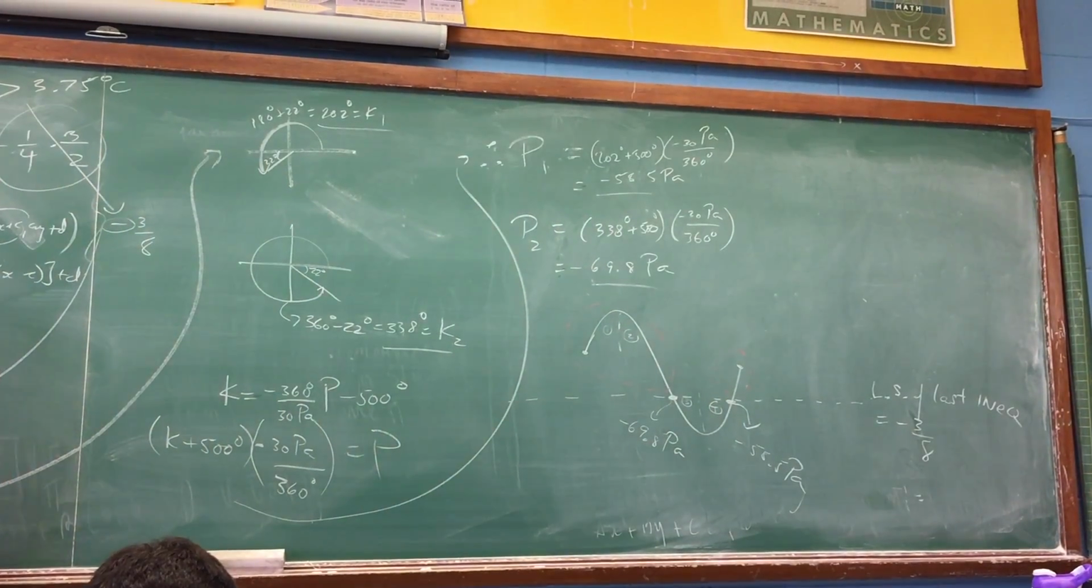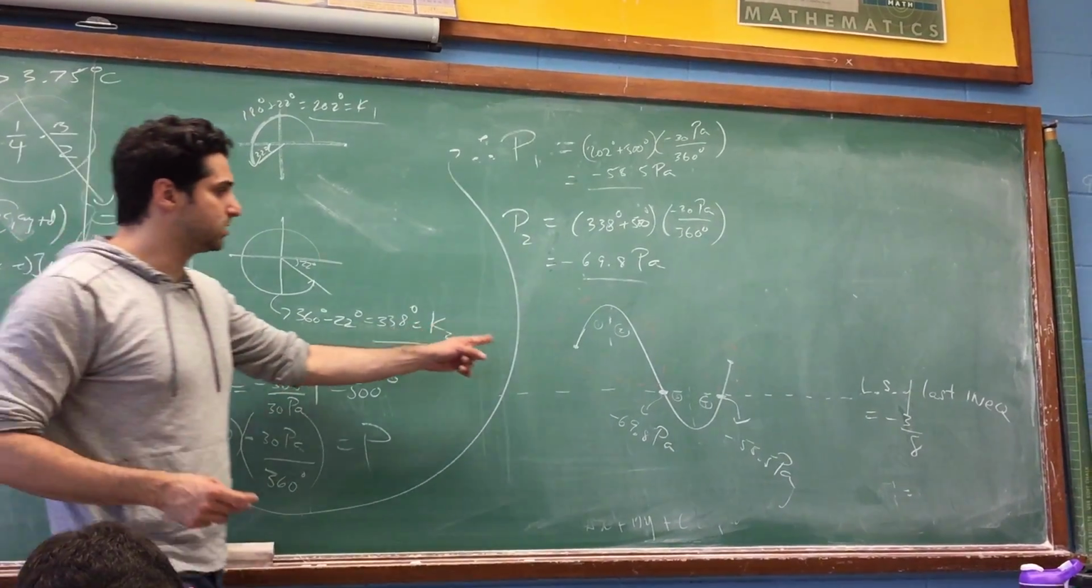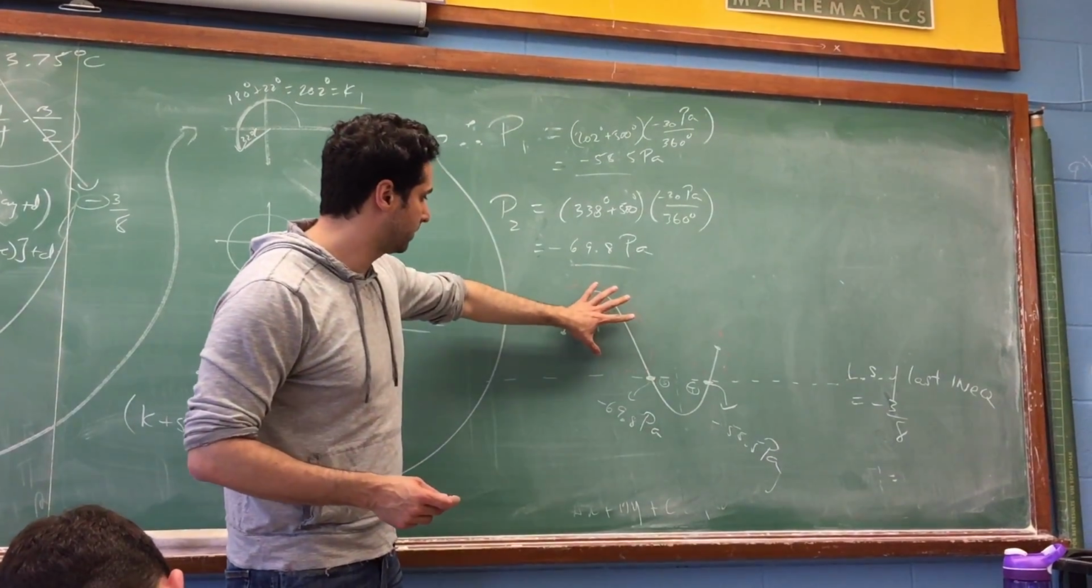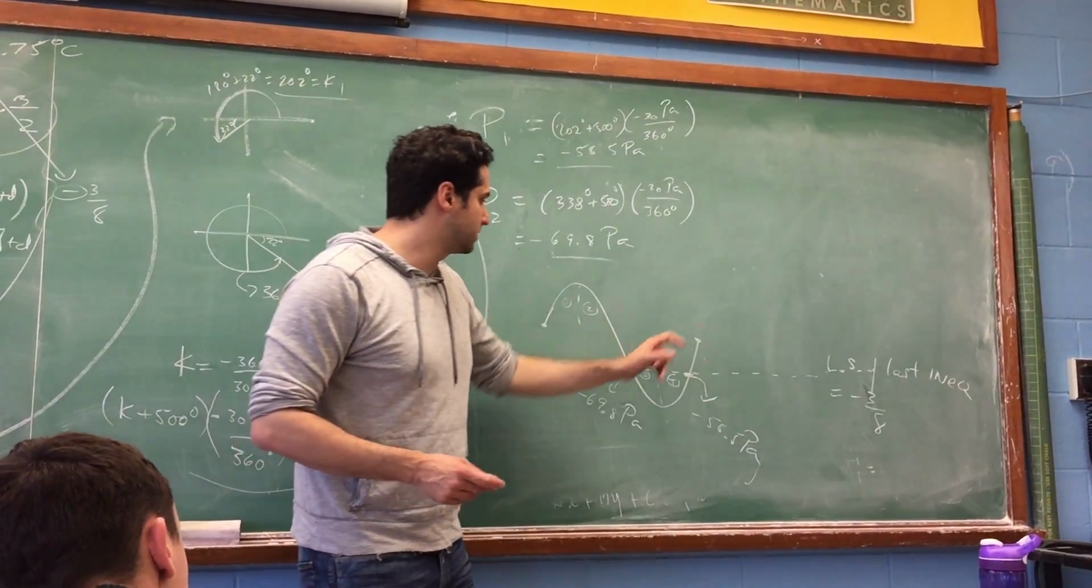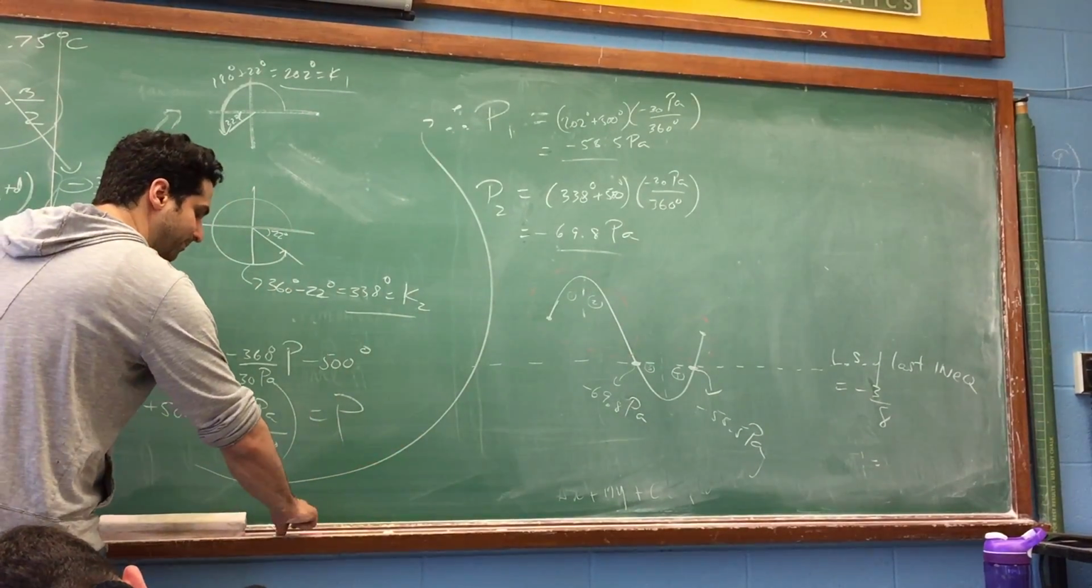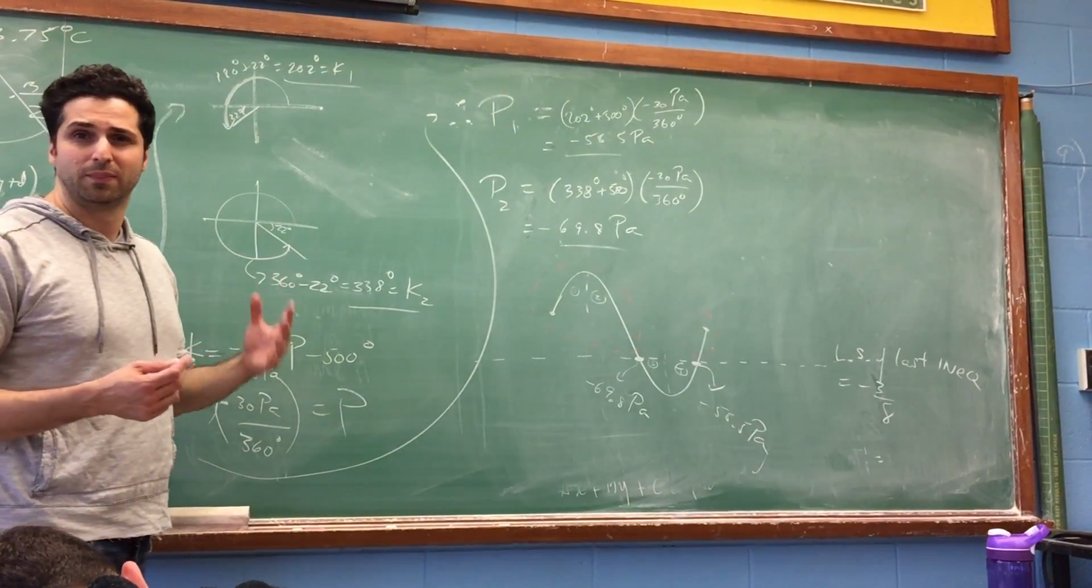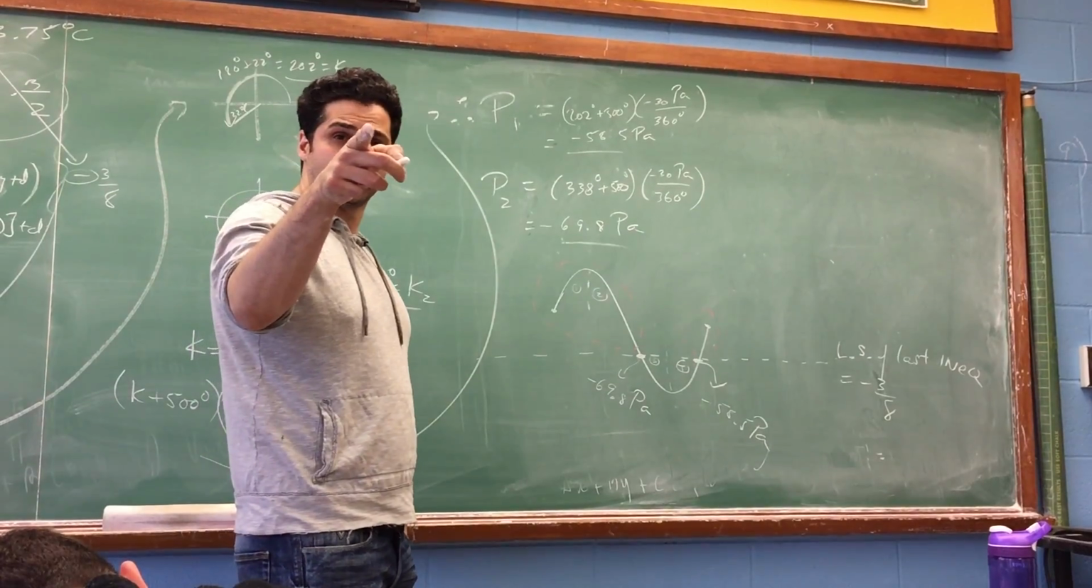Do you guys agree with that? Yeah. If this is one cycle, this part of the cycle is above that line, and this part of the cycle is above that line. It's kind of ugly, right? And this is where I think I got tripped up.